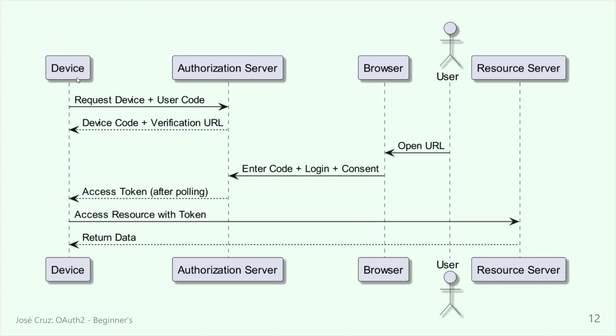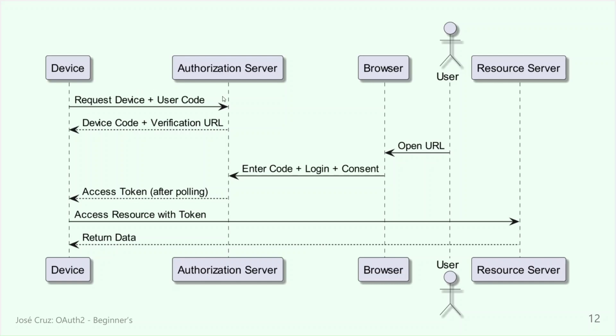So you have a device, let's say a TV, and you have an application there that wants to access Google. Let's say something like that. So you have YouTube installed on your TV and you want to authenticate on YouTube, but you don't have a keyboard. So you only have the TV, so you cannot provide your username and password. So there is a request for device and user code. Usually the device will generate a code and send it to the authorization server.